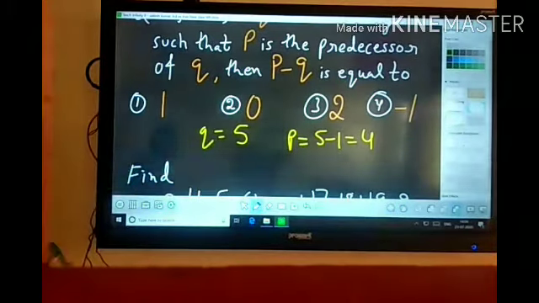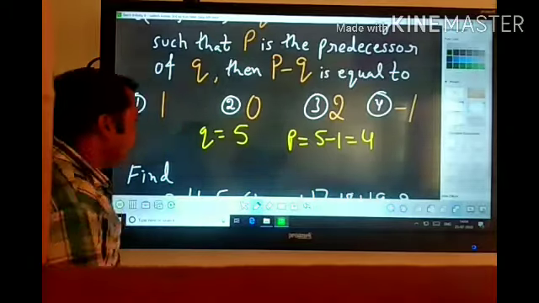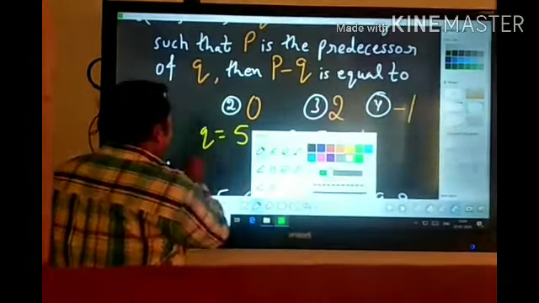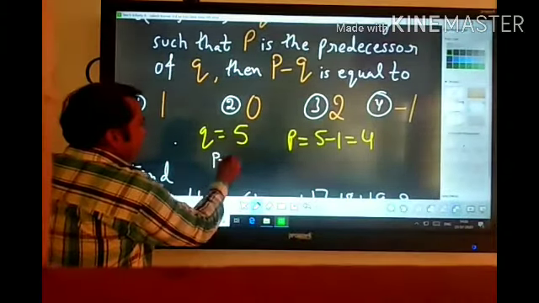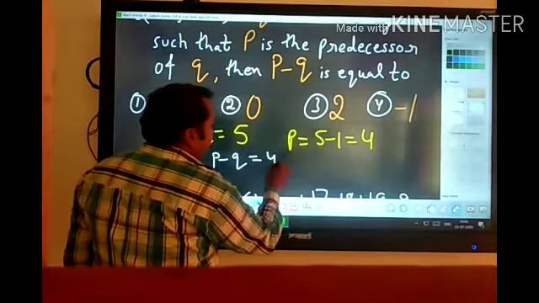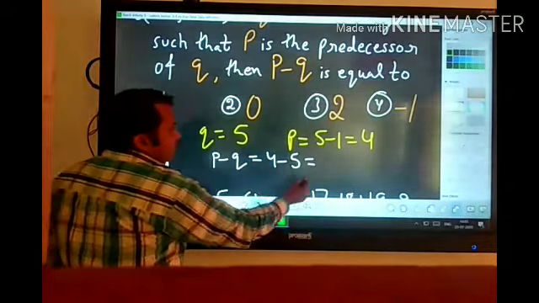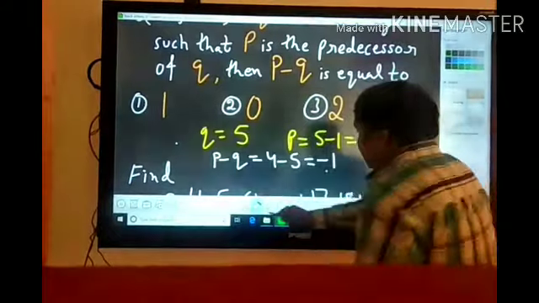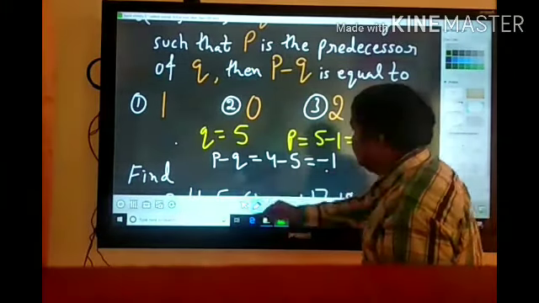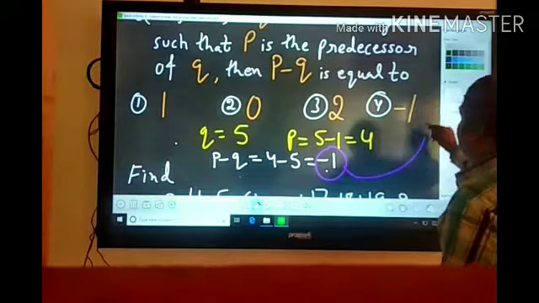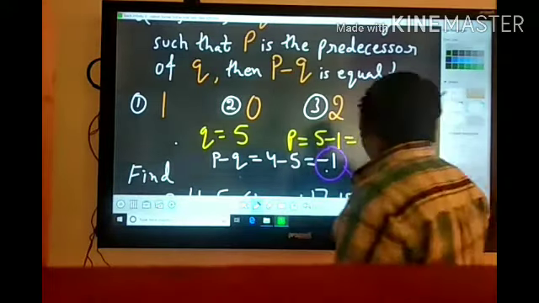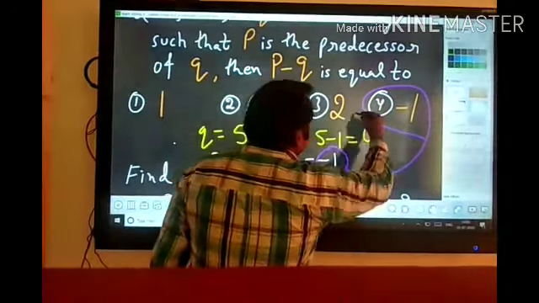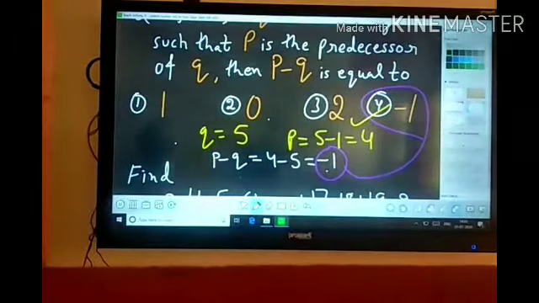Therefore, P is 4. Now we have two values, P and Q, and as per the question I have to find their difference. So P minus Q, that is 4 minus 5, is equal to minus 1. My answer matches option number 4, that is minus 1. So in this way I have found that option 4 is the right answer.